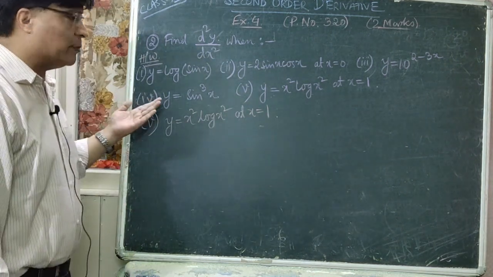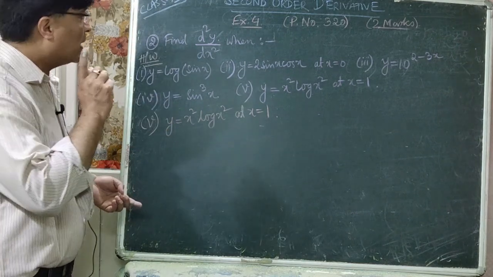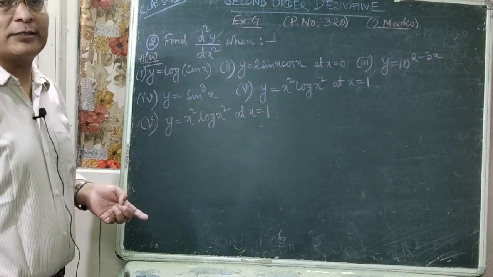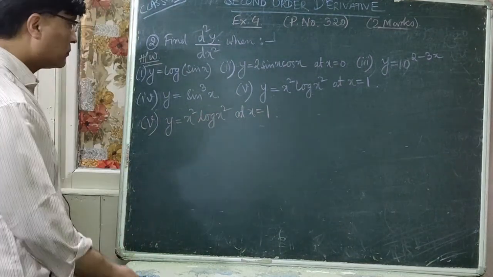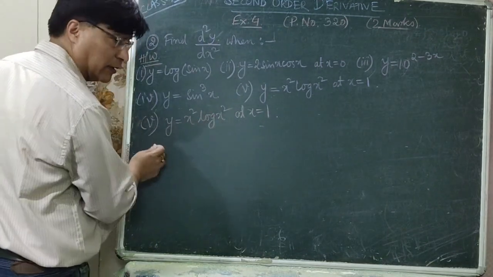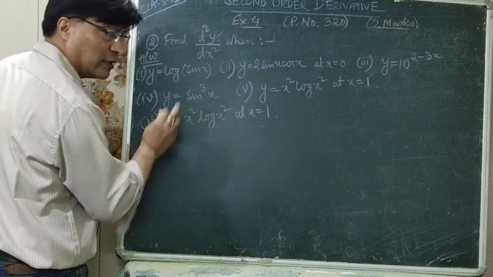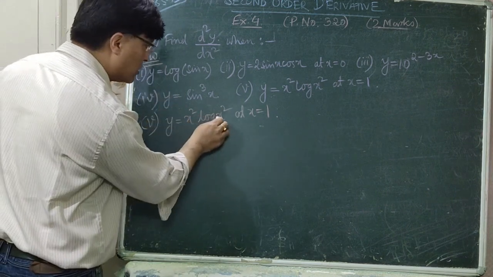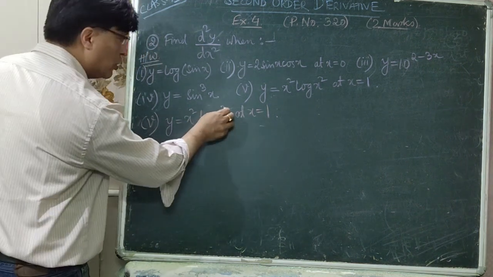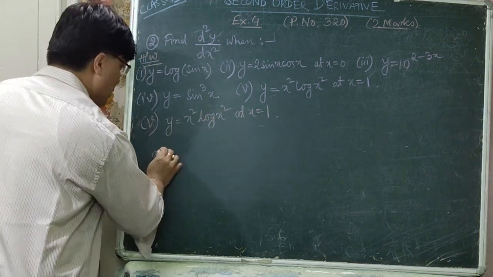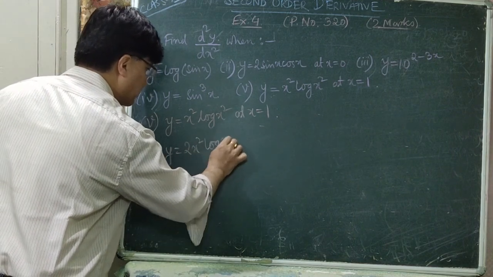So first we find dy by dx, then from there we find d2y by dx square, and after getting the value for d2y by dx square you have to put x is equal to 1. Okay, now since there is log here, you can use the properties of logarithm here, because there is log x square. You know properties of logarithm, if there is log, this power of x, that is 2, becomes the coefficient. This 2 comes in front. So y is equal to 2x square log x.